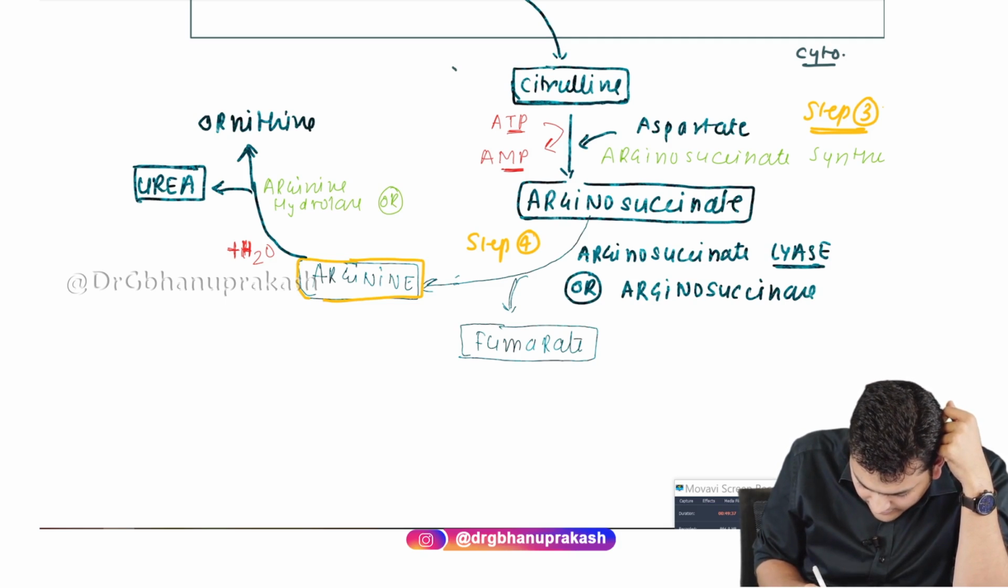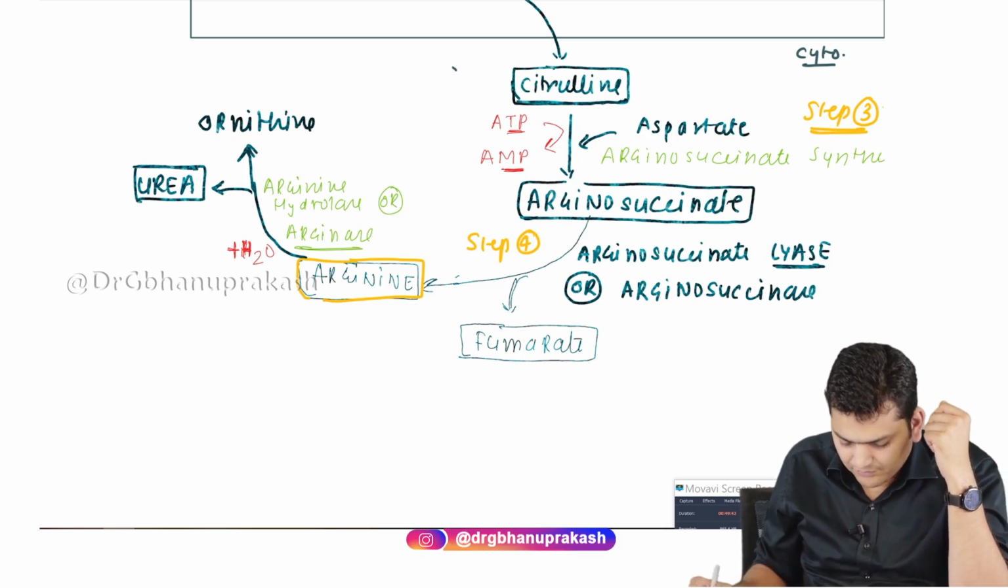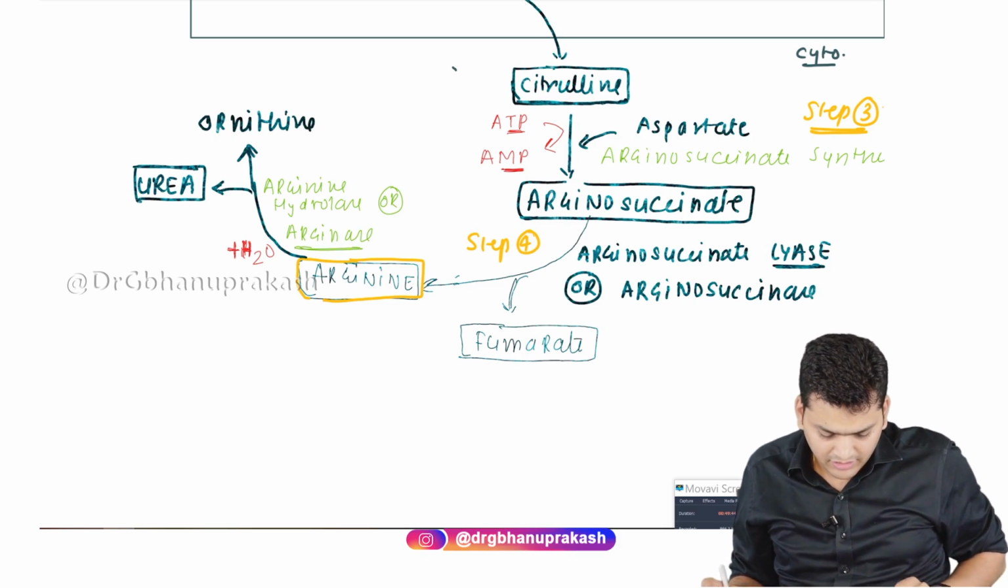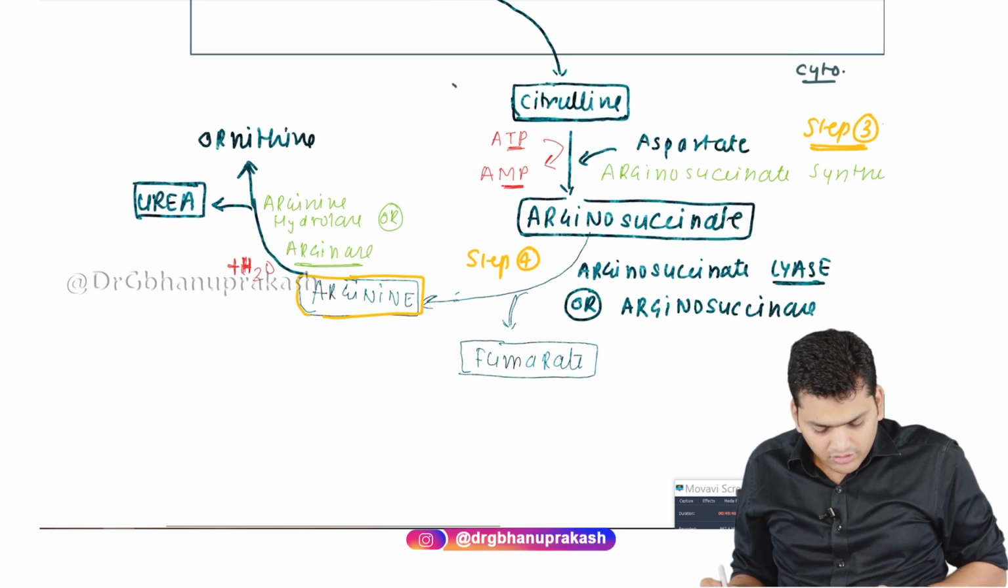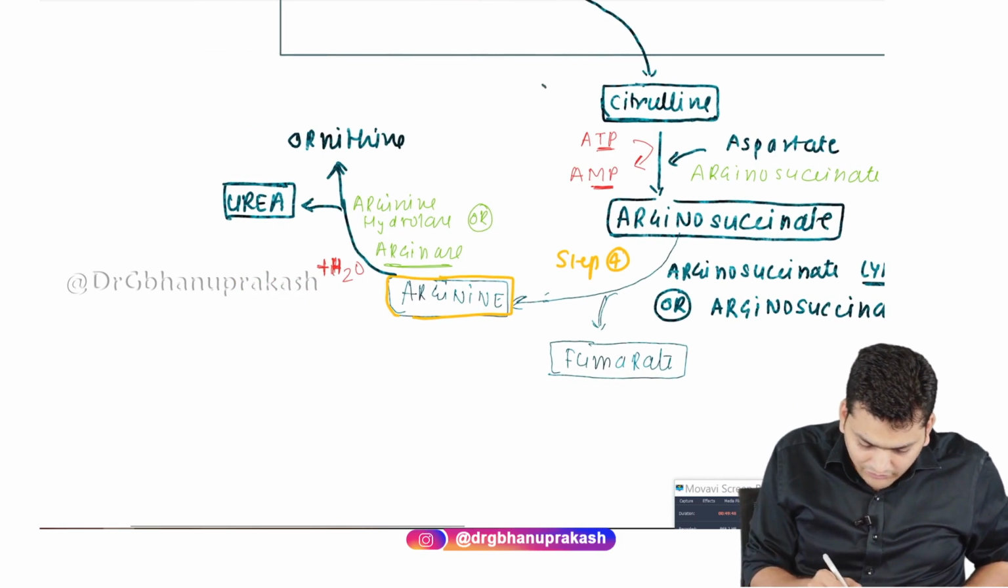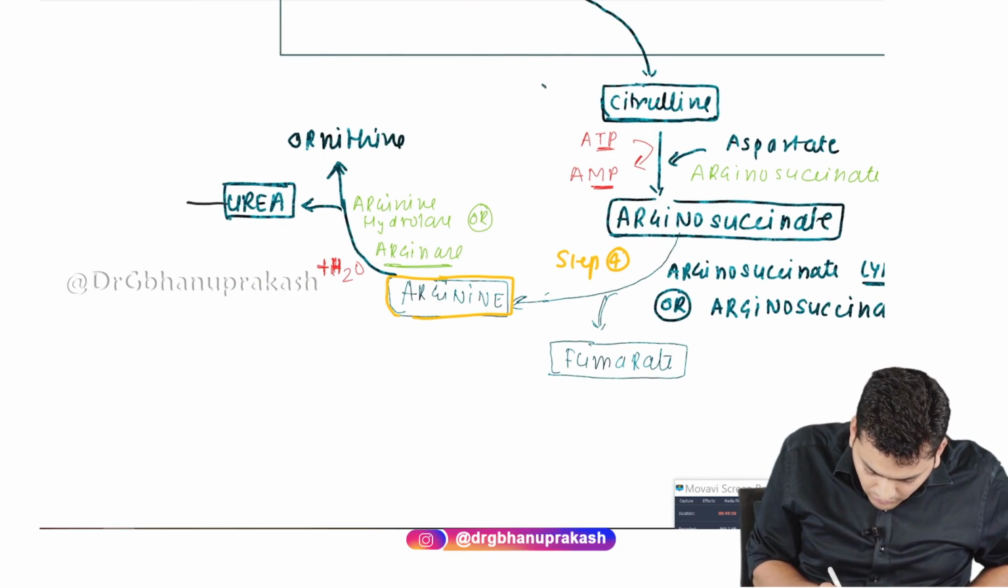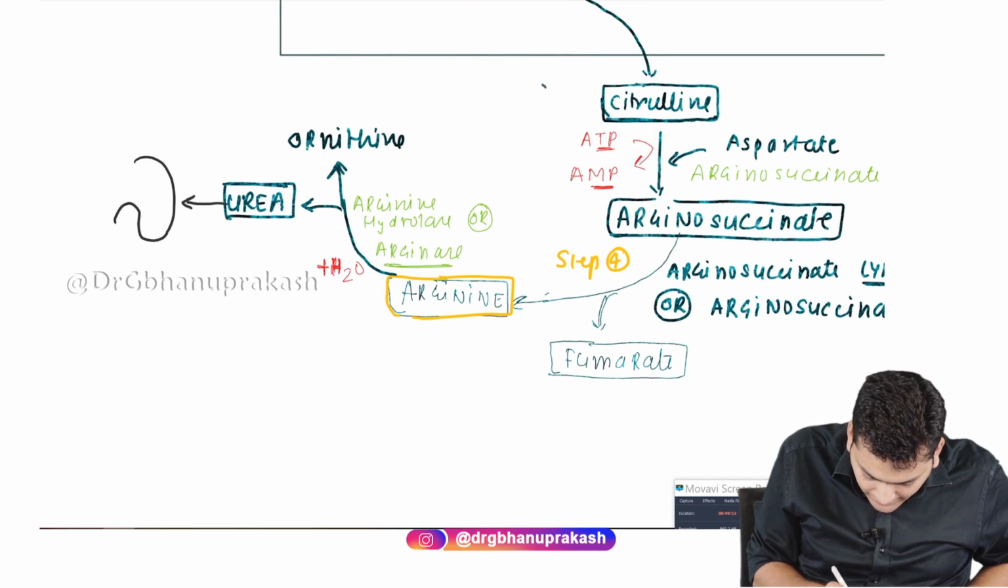Or it is also referred to as arginase. Arginine hydrolase, or arginase. So basically it is a hydrolysis reaction. So this is how the urea will be made. And this urea, where will it go? As I told you, this urea is supposed to travel all the way to the kidney, and via the kidneys this urea will be excreted out.